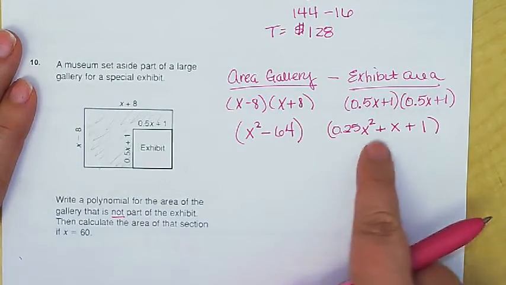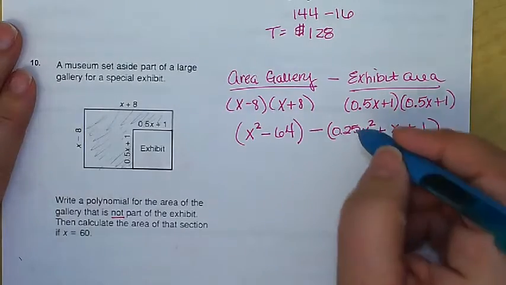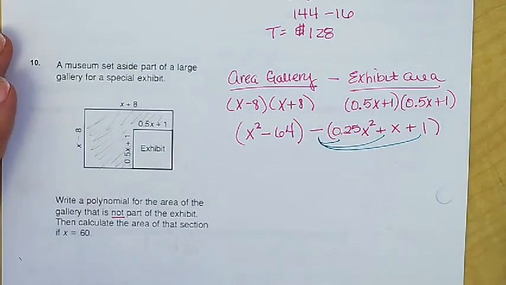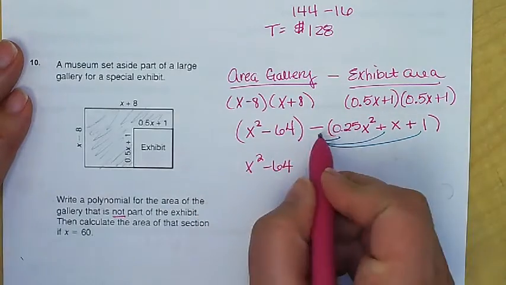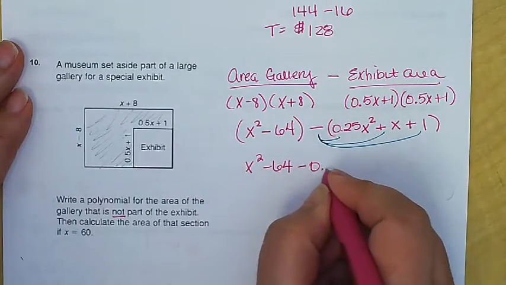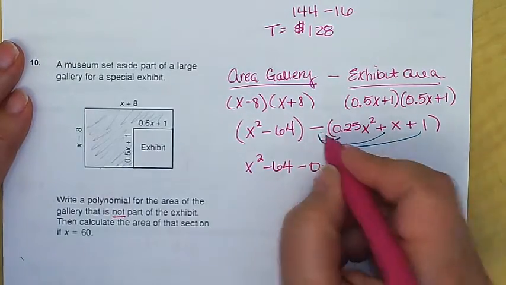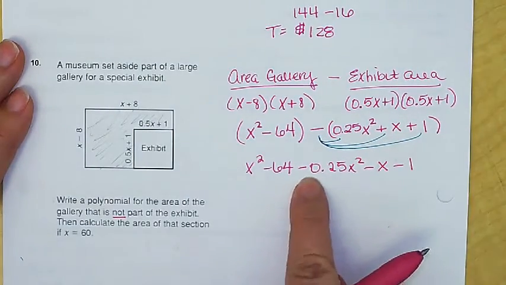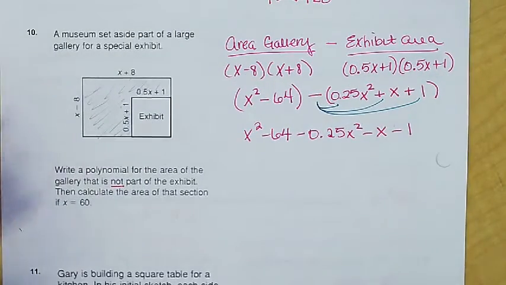This is my entire gallery. This is what the exhibit is taking up. I want to find the difference. That's our goal. Okay, now be careful with these. Again, when we're subtracting, you have to make sure you distribute that negative and essentially switch all your signs. So we're going to have this x squared minus 64. We're going to subtract 0.25x squared. We're going to subtract the x, and we're going to subtract the 1. All those signs that were originally 3 positives now become 3 negatives, or in other words, we're subtracting each of those terms.